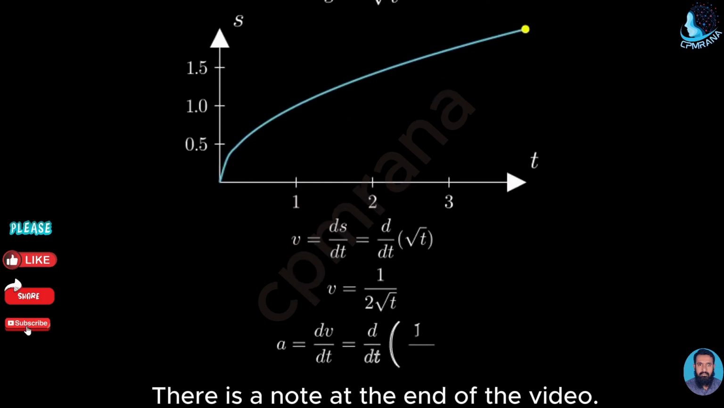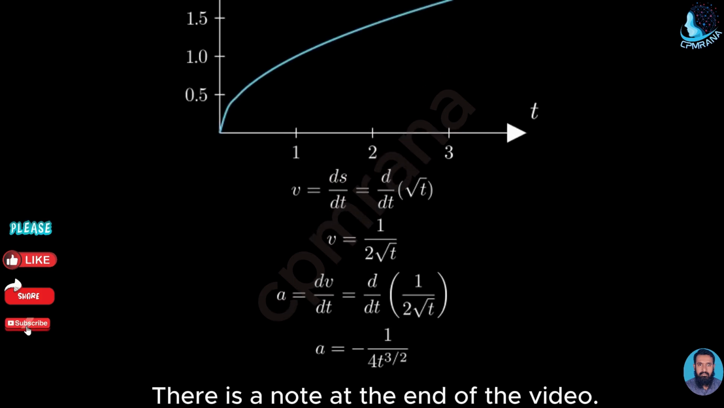Next, let's find the acceleration by taking the derivative of velocity with respect to time. When we differentiate this expression, we get negative 1 over 4t to the 3/2 power. Notice that this acceleration is negative, which means the particle is decelerating.